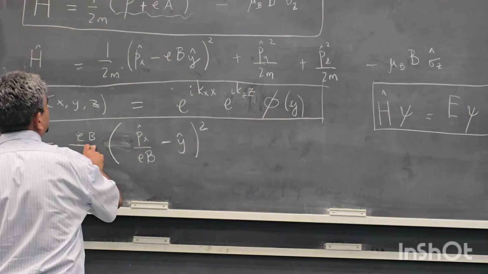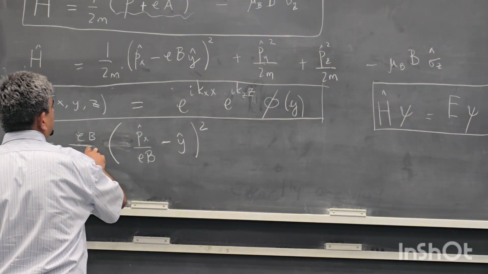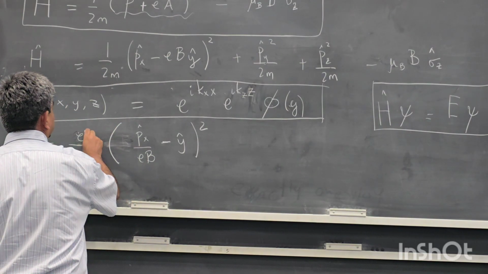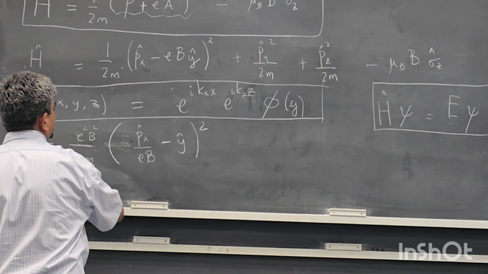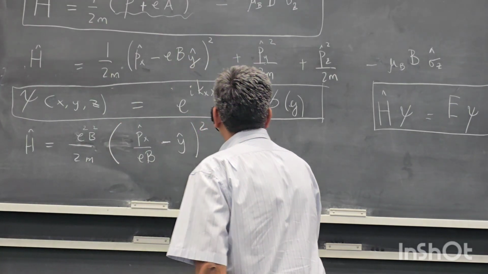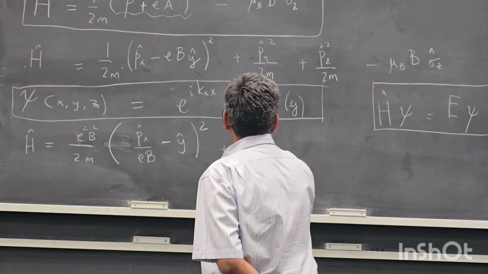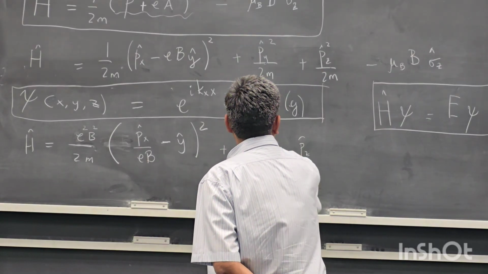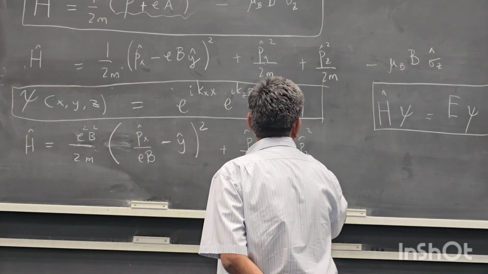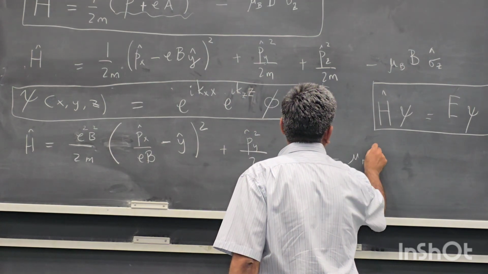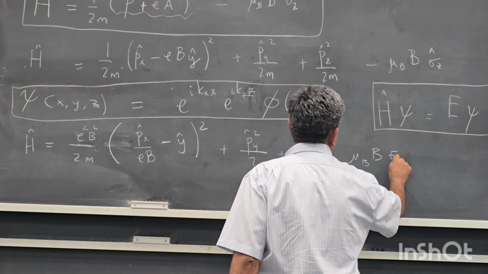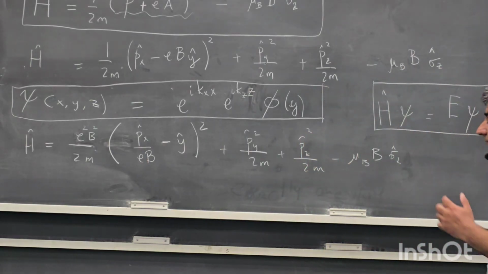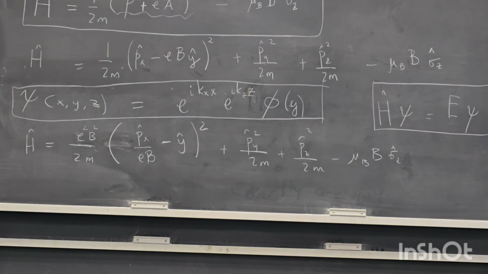EB, E square y minus ... plus Py square over 2m plus Pz square over 2m minus mu b, b sigma z. All right?